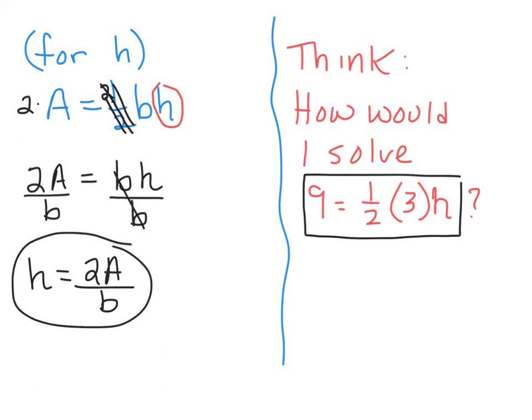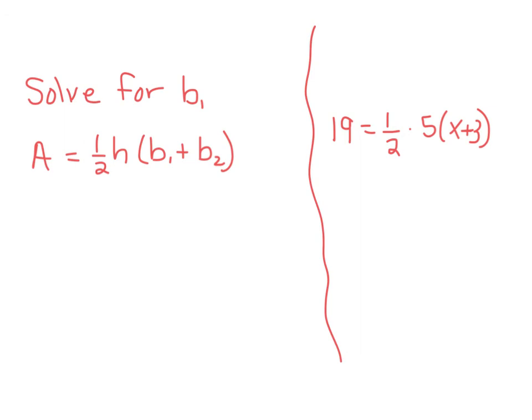And let's end with the hardest one of the day. Here's a formula for area of a trapezoid. When we see these little things, b1 plus b2, those are called subscripts. These are not like terms. We cannot add together b1 and b2. They're considered different things, different terms. They stand for base 1 and base 2.